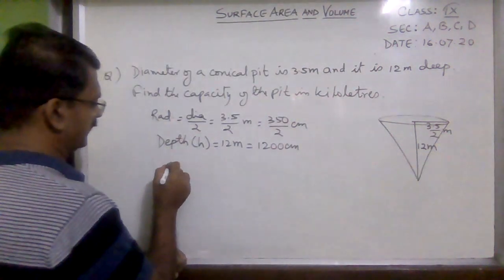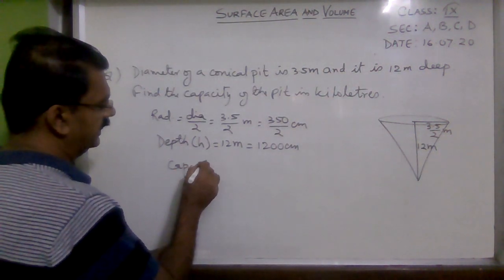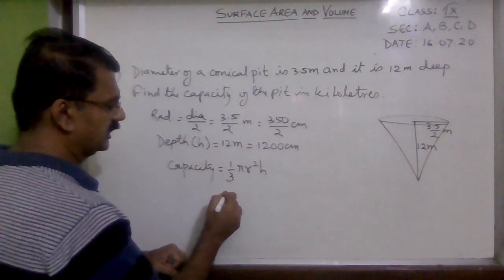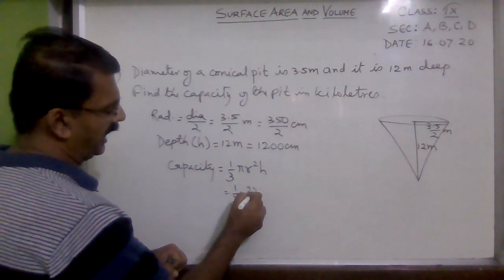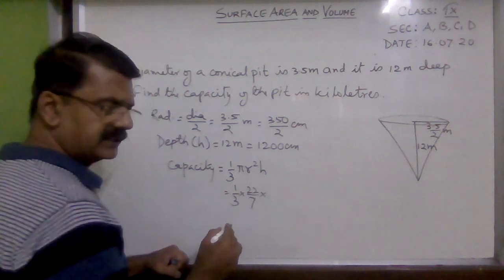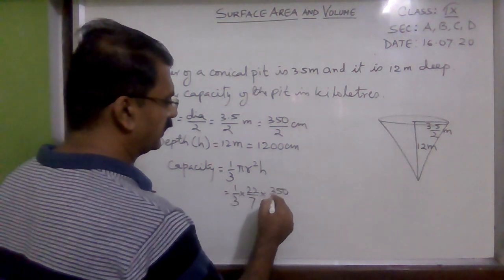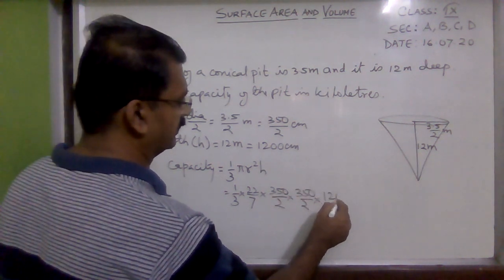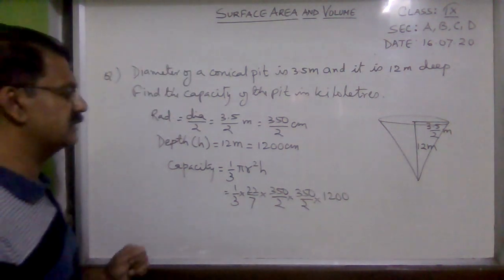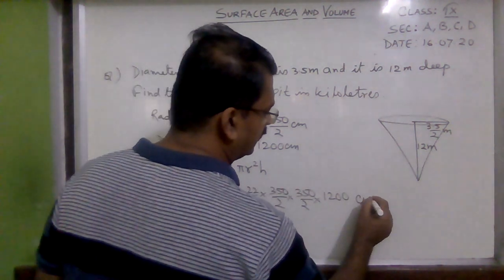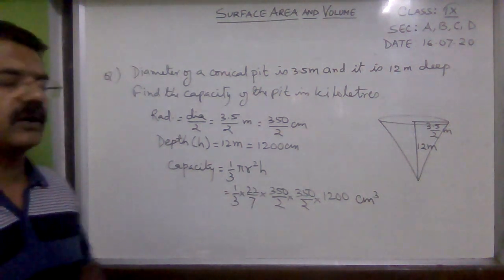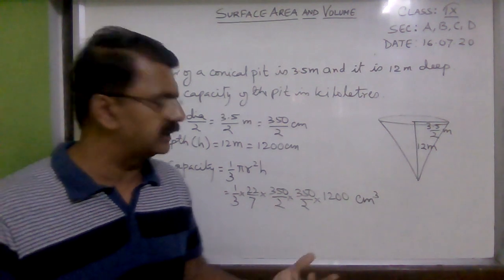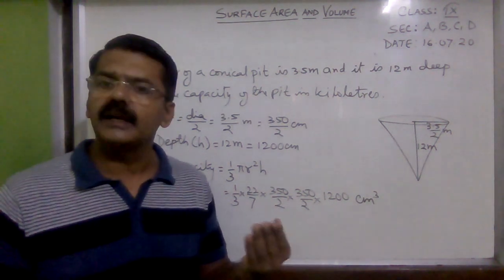Now capacity is nothing but the volume, that is 1 upon 3 pi r square h. 1 upon 3 pi is 22 by 7. R is 350 upon 2. So 350 upon 2 into 350 upon 2, and the h is 1200. So this is my answer in centimeter cube. As I have converted all the data given into centimeters, so the volume is in centimeter cube.